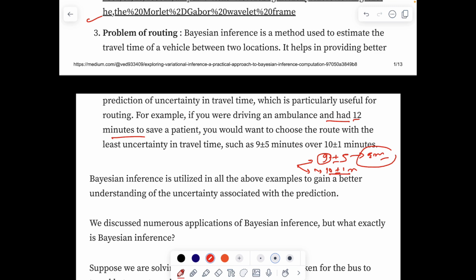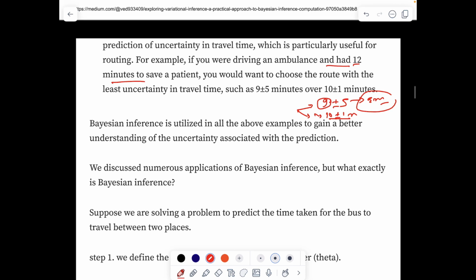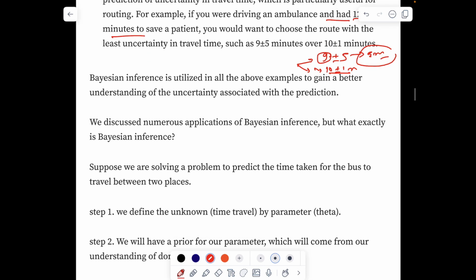So we discussed some of the applications of Bayesian inference, but let's understand what exactly Bayesian inference is. As in the example we have given, suppose we are solving a problem to predict the time taken for a bus to travel between two places.